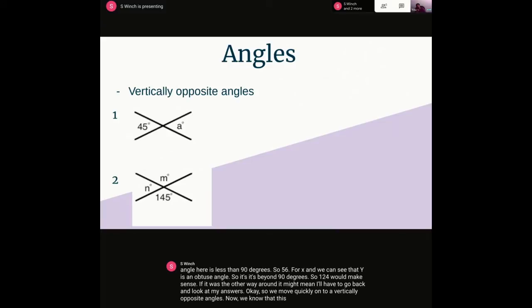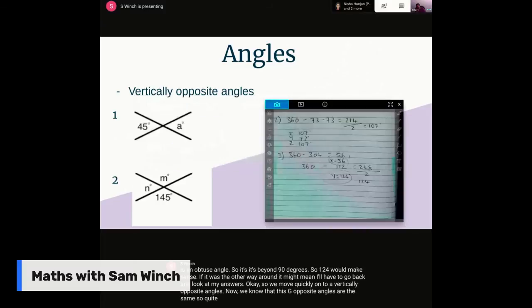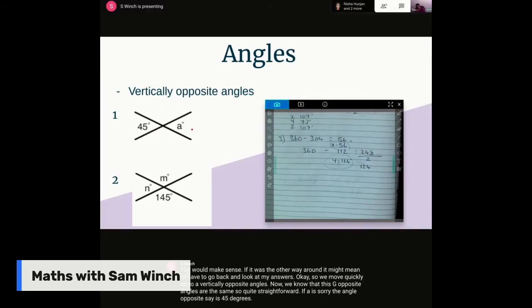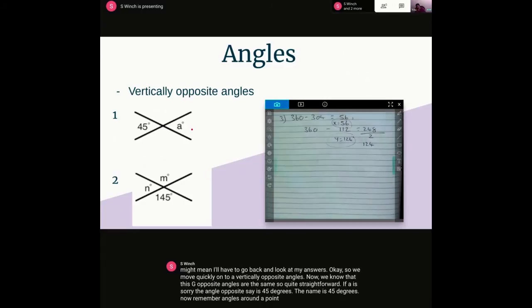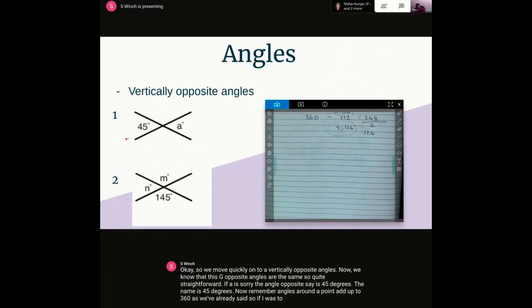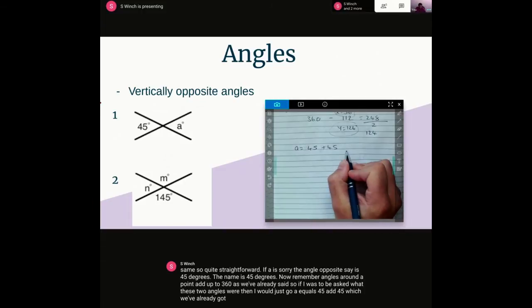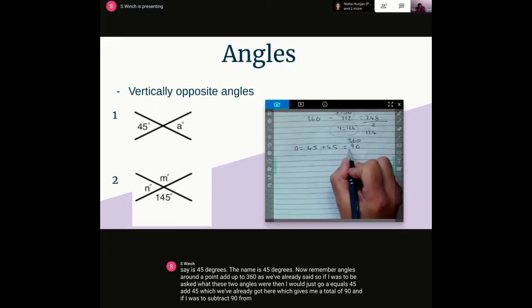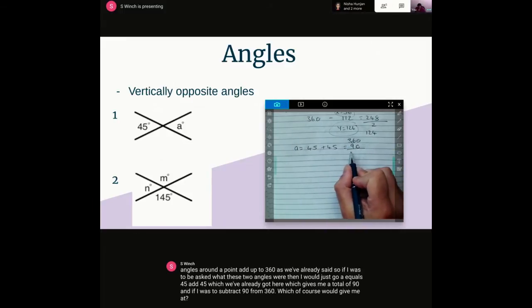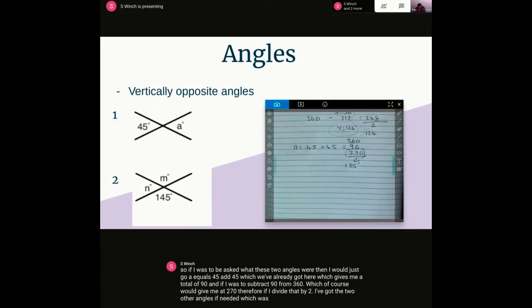Okay, so we're moving nicely on to vertically opposite angles. Now we know that vertically opposite angles are the same, so quite straightforward. If the angle opposite to A is 45 degrees, then A is 45 degrees. Now remember, angles around a point add up to 360, as we've already said. So if I was to be asked what these two angles were, then I would just go A equals 45, add 45, which we've already got here, which gives me a total of 90. And if I was to subtract 90 from 360, which of course would give me 270. So therefore, if I divide that by 2, I've got the two other angles if needed, which was 135. Of course, remember they're opposite angles, so they are the same.